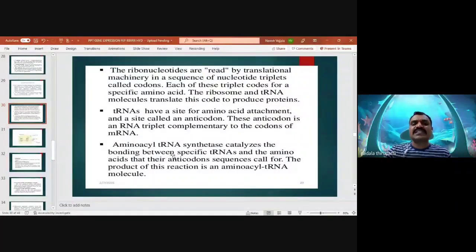Then amino acid tRNA synthetase catalyzes the reaction. This is an enzyme, my dear friends. Amino acid tRNA synthetase is an enzyme that catalyzes the bonding between specific tRNA and the amino acids that their anticodon sequences call for. The product of this reaction is an aminoacyl tRNA molecule. This is nothing but charged tRNA.